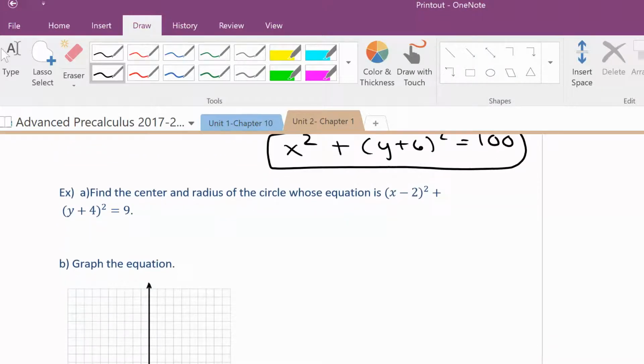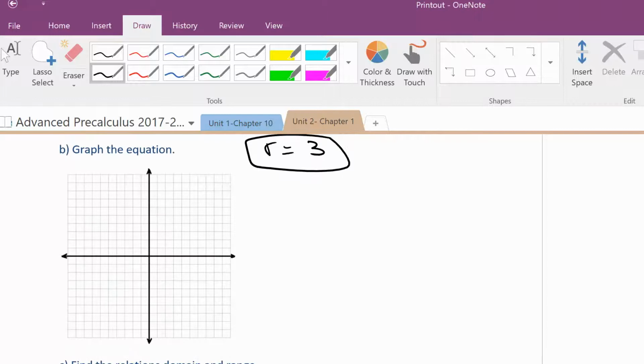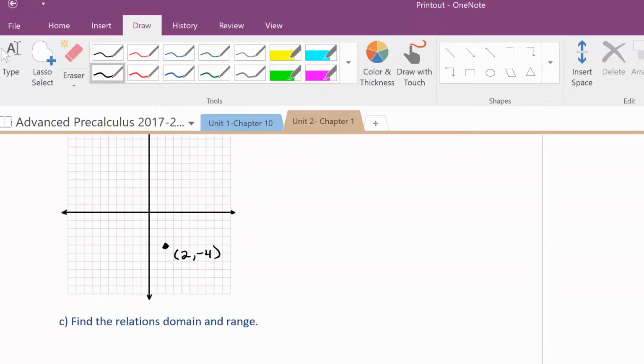So it says find the center and the radius of the circle whose equation is x plus 2 squared plus y plus 4 squared equals 9. Well, the center here is 2, negative 4. And then the radius, well, r squared equals 9, so the radius is equal to 3. So then it wants you to graph it. So at 2, negative 4, there's the center. And then you know the radius is 3, so you can go up 3.